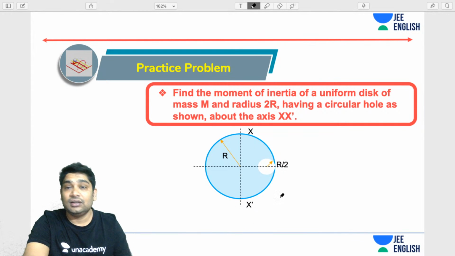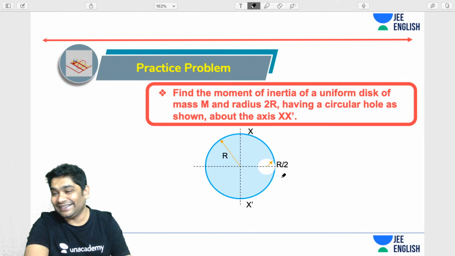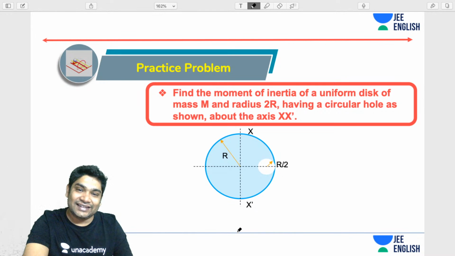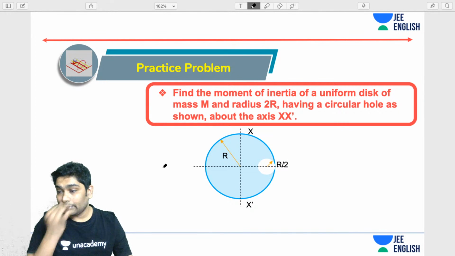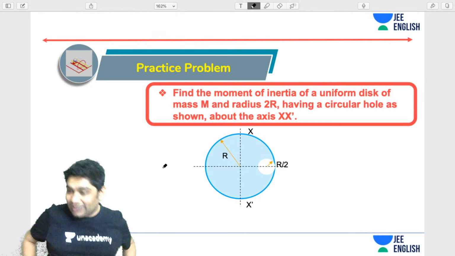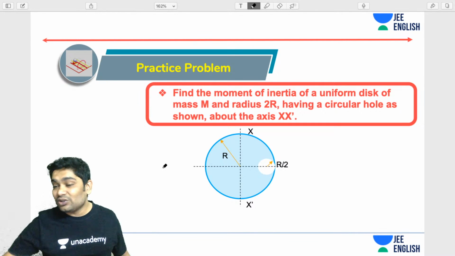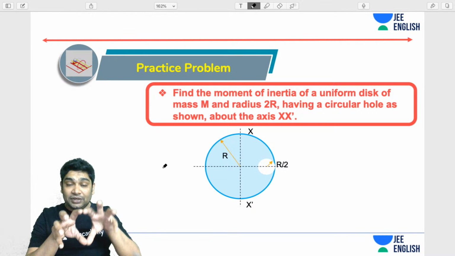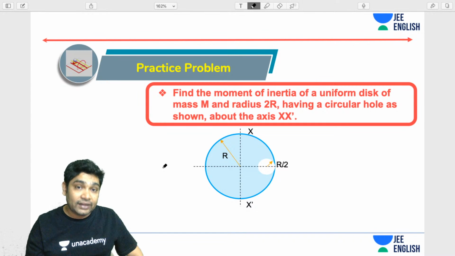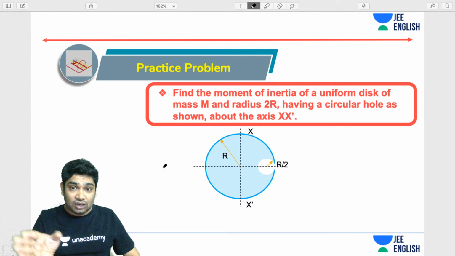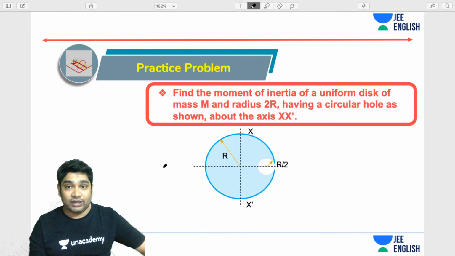So this is the axis. Okay, this disk has a circular hole in it. So how do you calculate this? If you calculate this, then you can also calculate the moment of inertia about this other axis. Again, there are many ways to find this. I told you, whenever you are adding two objects, the net moment of inertia can be found by calculating the moment of inertias of each of the constituents about that given axis and adding them together.